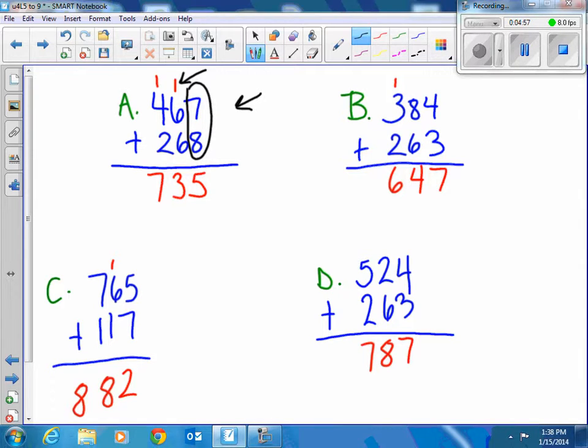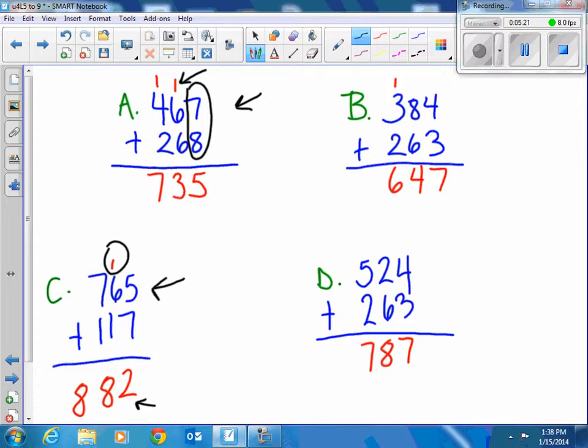Talk about it. If you need to, pause the video and then restart it. That's right, boys and girls. Actually, letter C, we had to regroup the ones place because look right here. We said 5 plus 7 is 12, so we put our 2 down, and then we carried the 1 to the next spot, right? So that's regrouping the ones place.